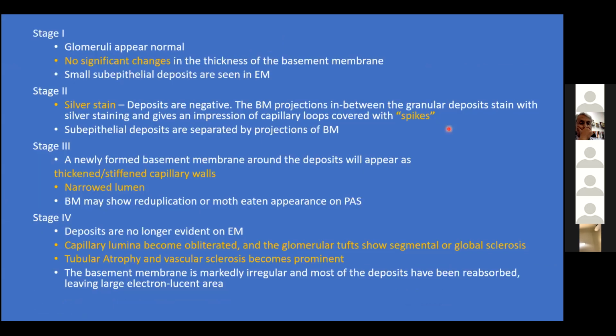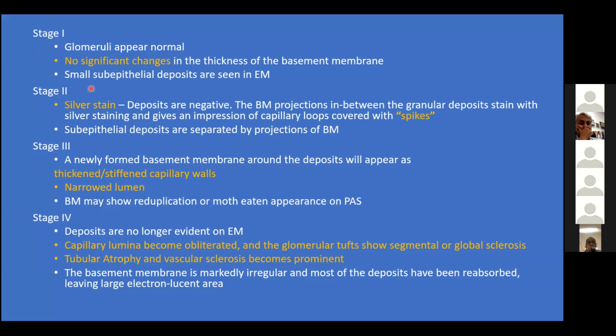So based on the electron microscopy findings, we can stage membranous nephropathy as stage 1, stage 2, stage 3, and stage 4. The corresponding light microscopy changes also may vary according to the stages in electron microscopy. In stage 1, the glomeruli may appear normal. We can't see obvious thickening of the basement membrane, but immunofluorescence and electron microscopy reveal the deposits. In electron microscopy, we can see small subepithelial deposits.